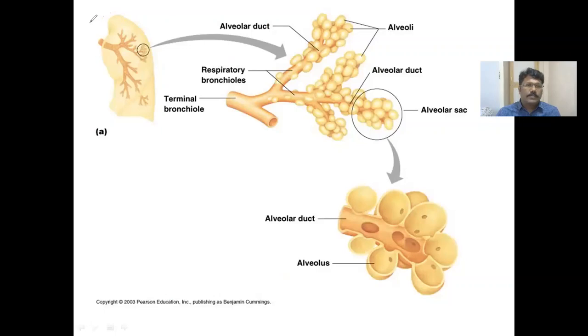When we take air into the lungs, the air reaches through all these primary, secondary, tertiary bronchioles and ultimately reaches alveoli. So this is the site where the exchange of gases takes place. So this is what we are discussing about.